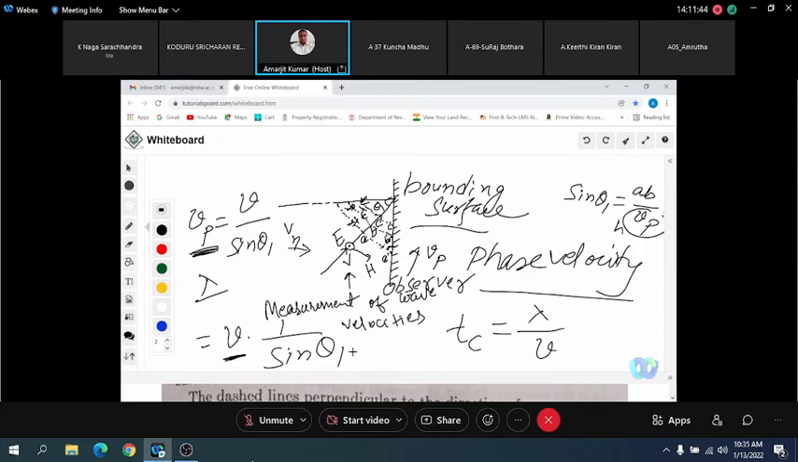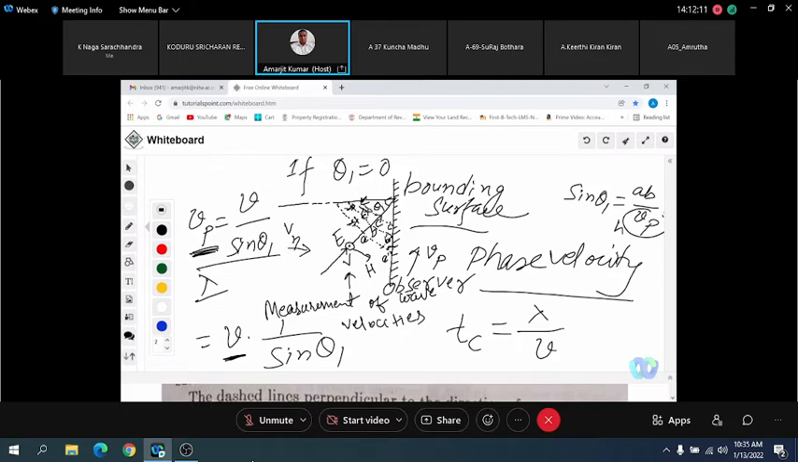1 upon sine theta 1, cosec theta 1. So Vp is equal to V upon sin theta 1. Here it is written: V upon sin theta 1, V into 1 upon sin theta 1. Now my question is, if theta 1 is equal to 0, then what will happen? If theta 1 is 0, first you imagine, what does that mean?